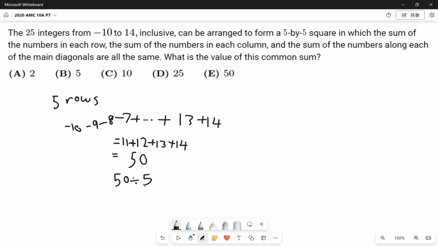And 50 divided by 5 should give us our common sum, the sum of each row, each column, and each main diagonal, which is 10. And our answer is just C, 10.